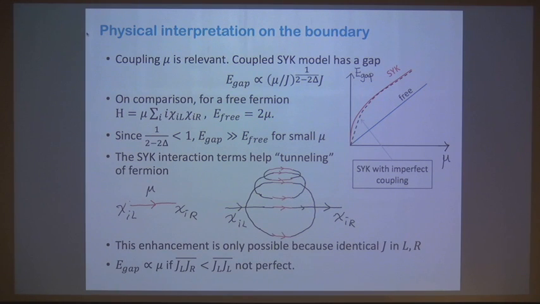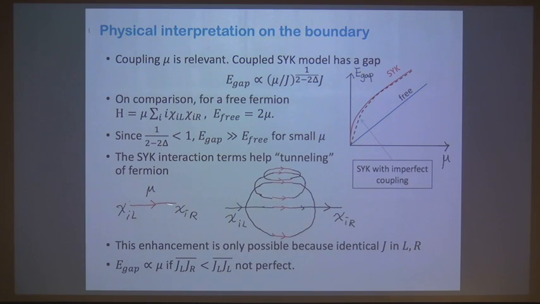Okay, I would like to give some intuition about what's happening here. I want to emphasize that the fact that we get the gap, which is the oscillation frequency, as a fractional power of mu is a very interesting thing. The fractional power is smaller than one. That means that at small mu, this gap is much bigger than what you would get if you don't have the J term. If you don't have the SYK interaction and just have the coupling itself, you also get oscillations, right? Free harmonic oscillators. But in that case, you get a much smaller gap. So these interactions are actually helping the fermions go to the other side much faster.